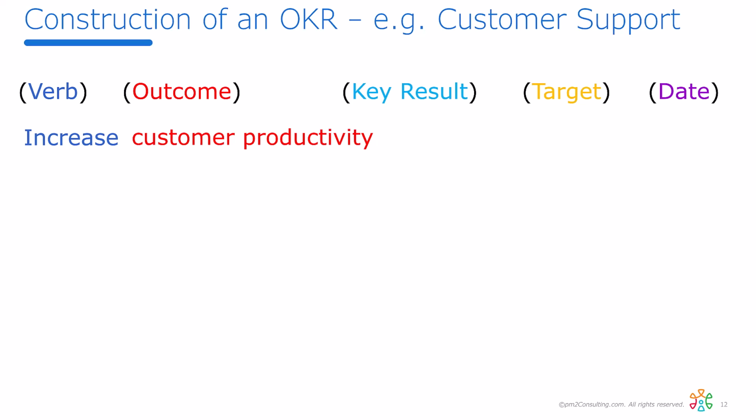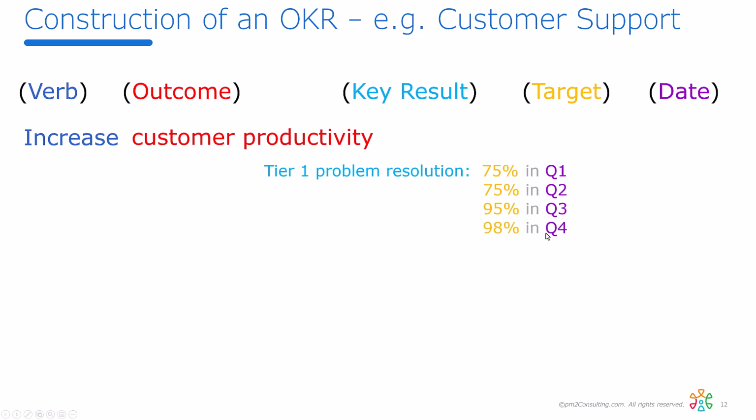So the objective: increase customer productivity. In this case, the key result is how many tier 1 problems we can resolve without having to escalate. In this case, we're going to be able to resolve 75% of them in quarter 1. And that's it, objective, key result. Now, typically, we want to be a little bit more detailed. So what's our objective for quarter 2? Same thing. Quarter 3, we're going to now be able to solve 95%. So something significant is going to happen in quarter 3. And then quarter 4, a little bit more improvement.